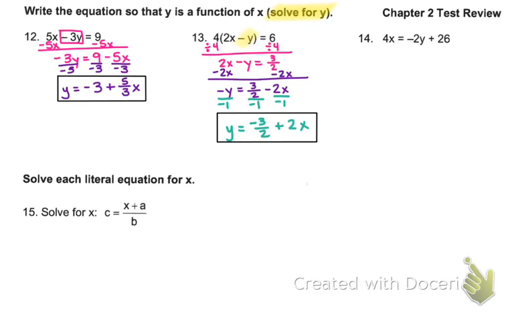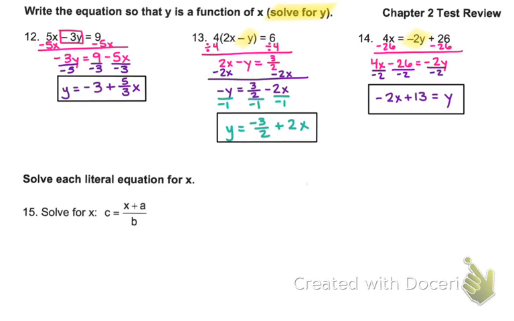Alright, number 14, again, we want y by itself, so I'm going to move the 26 since it's positive, we're subtracting. On the left, 4x and negative 26 are not like terms, so just write them next to each other. To undo the multiplication by negative 2 to the y, we divide everything by negative 2. Reduce our fractions. 4x over negative 2 is negative 2x. Negative 26 over negative 2 is positive 13, and then our y is alone, which was the goal.